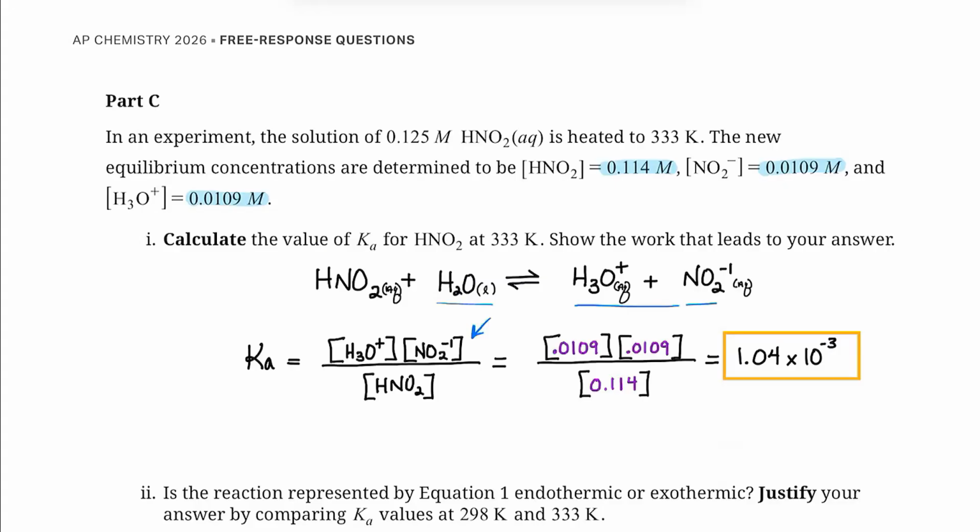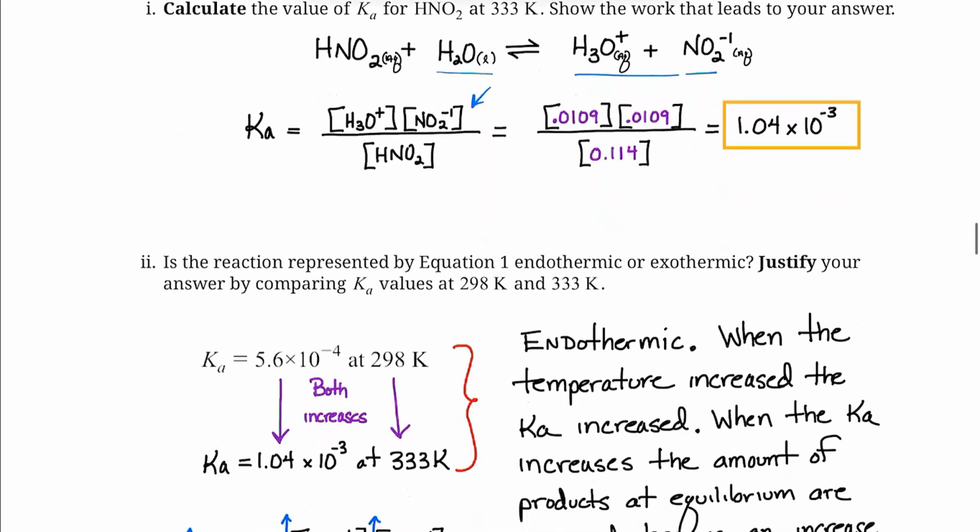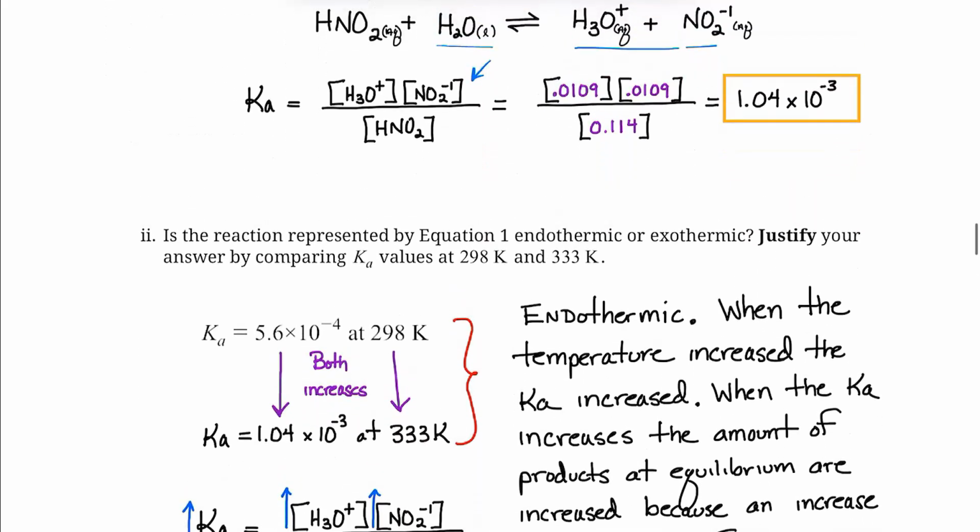You may say, why am I solving for the Ka if they gave it to me? Because we changed the temperature. Equilibrium constants are temperature sensitive, and that's what part C II is going after in the next question. These questions are linked with the concept. There's a theme to the question. So let's go on to part C II, which kind of runs right into the same idea. Is the reaction represented by equation 1 endothermic or exothermic?